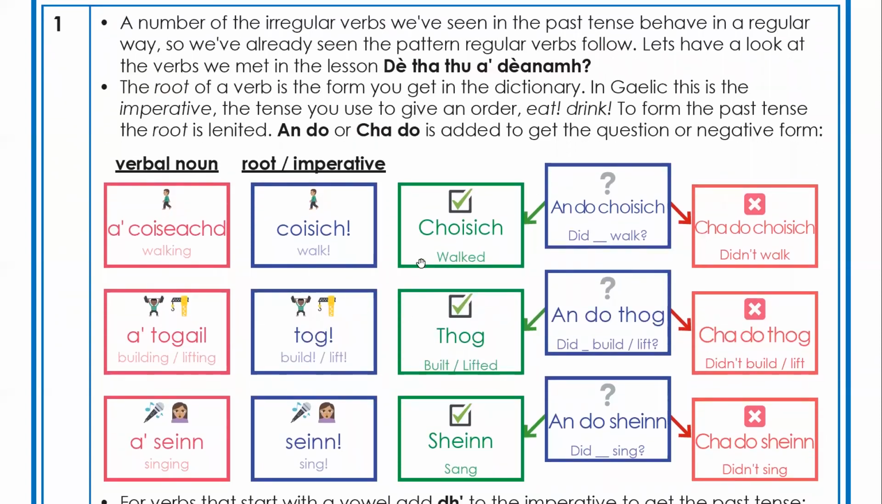So the pattern for verbs in Gaelic is very straightforward. If you know these two forms, then forming the past and then the future, when we come to look at that, is fairly straightforward and follows a fairly consistent pattern.